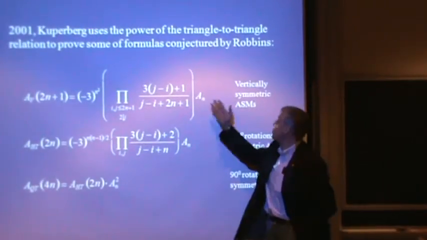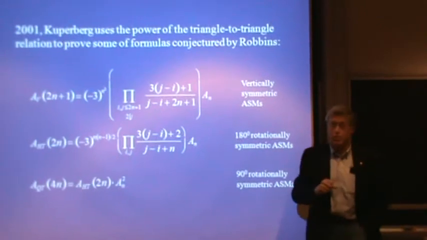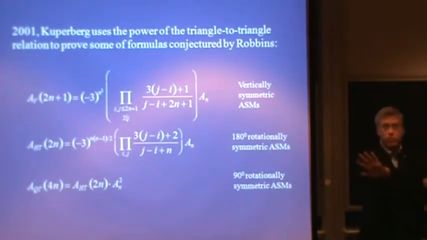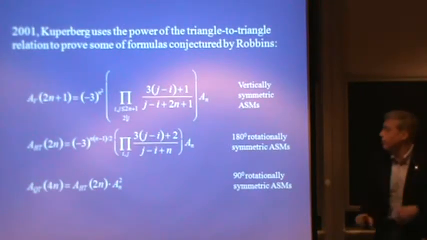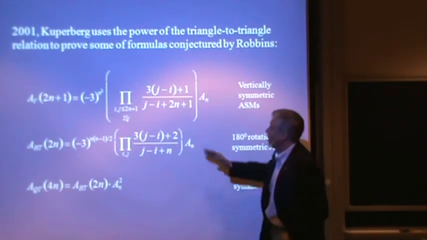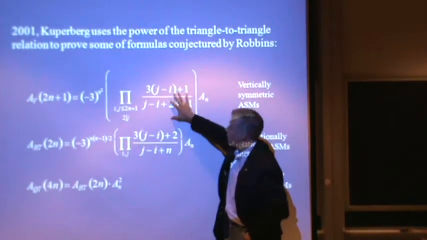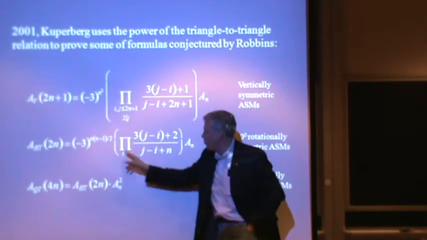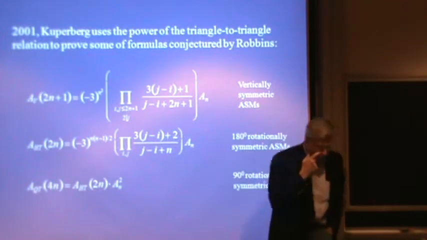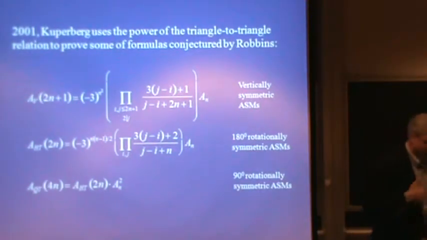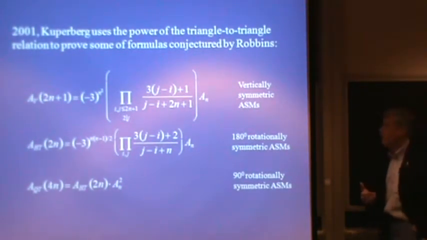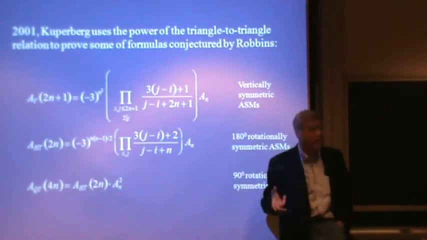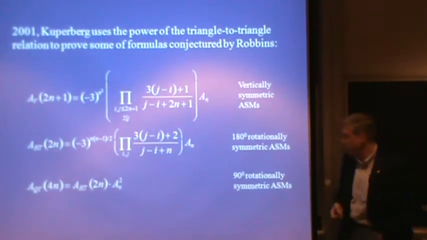So the first of these deals with vertically symmetric alternating sign matrices. So an alternating sign matrix that's left unchanged if you do a vertical reflection. And there's a nice formula for counting these. Kuperberg also was able to prove Dave Robbins' conjectured formula for the number of half-turn symmetric alternating sign matrices. So they're left invariant if you rotate them by 180 degrees.